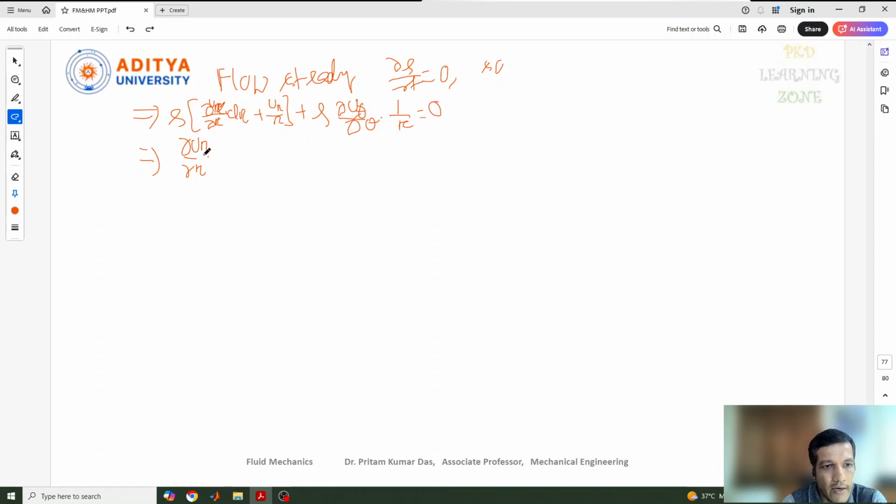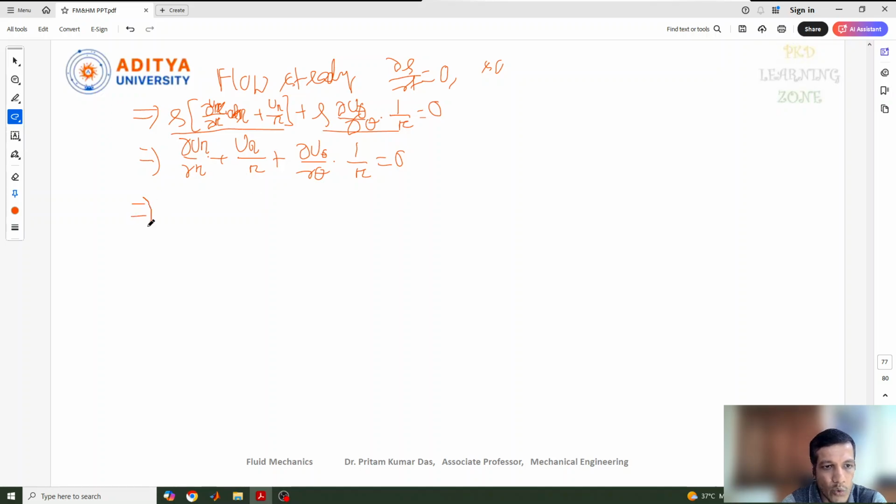Yeah, only ∂(ρur)/∂r plus ur by r plus, here we can write ∂uθ/∂θ into 1 by r equal to 0, okay. So here what I have taken, I have just taken the rho outside from both these terms. This is one term, this is one term. For both these terms I have taken this rho as common and kept the other side, the right side of this part, that is 0. So here I can write like this, correct.